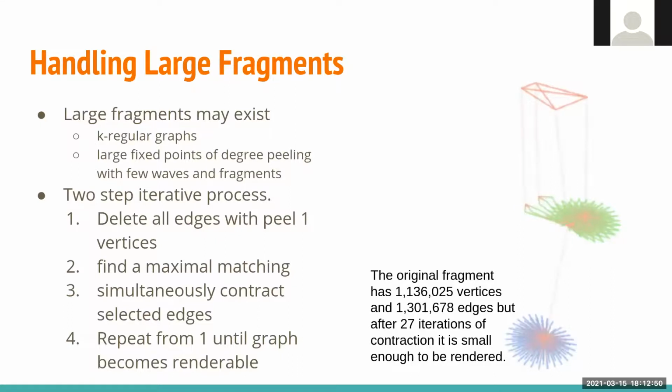Although large fragments are rare, we still want to offer the user a way of exploring their structure. To draw large fragments, we propose a two-step iterative process. First, we delete all edges with peel 1 vertices as endpoints. Then we perform a maximal matching edge contraction. We repeat these two steps until the remaining graph is small enough to be drawn.